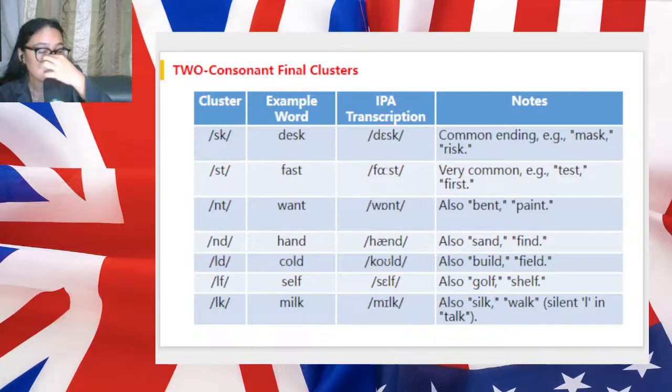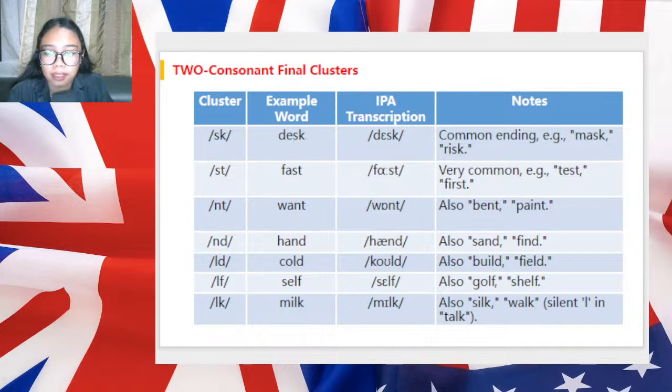You will hear this in test and first, aside from fast. So let's practice all these words. Let's start with fast. Say fast. Again, fast. Okay, very good. Next, test. One more time, test. Excellent. And lastly, we have first. Again, first.